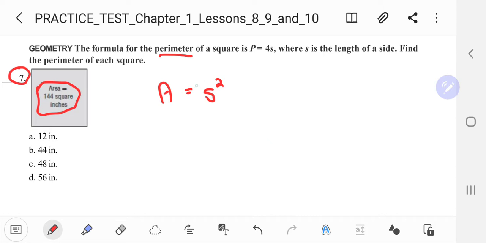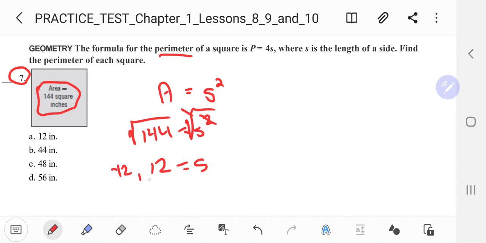Okay, so then we can substitute in for big A, 144 equals S squared, and that will give us the square root, right? It gives us 12 for S. Now it also gives us negative 12, but remember, we're talking about squares here, so we don't have negative lengths. So we just care about the 12. All right, so now we know the side is 12.